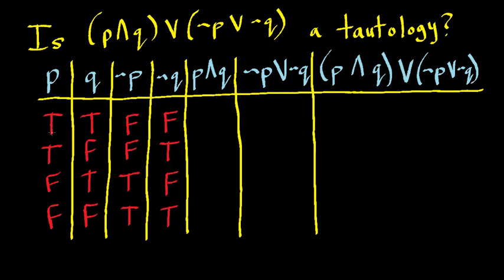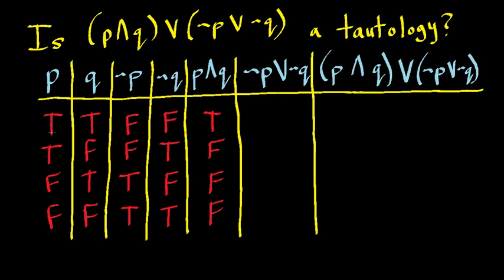Next, we get to the P and Q column. For P and Q to be true, both P and Q must be true. So only the first line has P and Q true. The other lines have at least one false for P or Q, and therefore they are false.